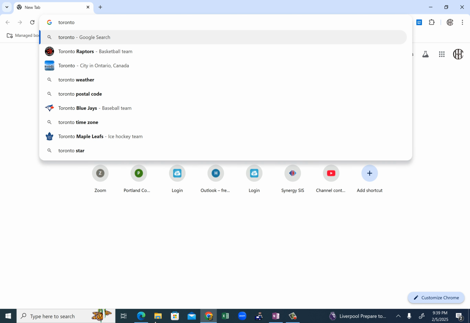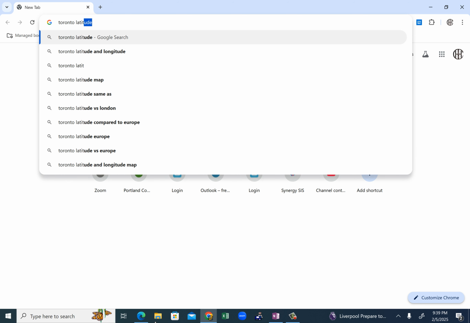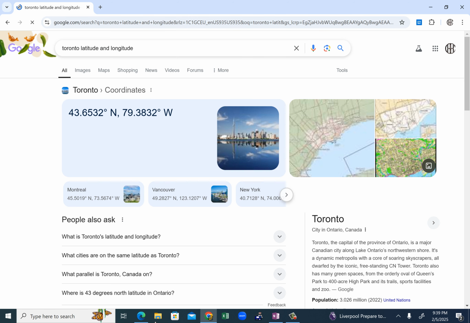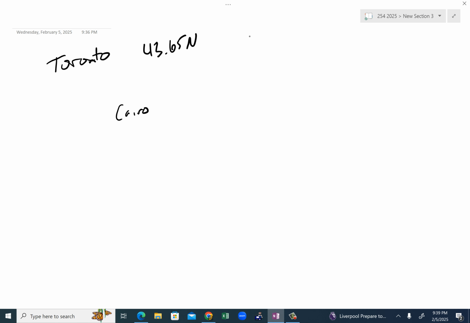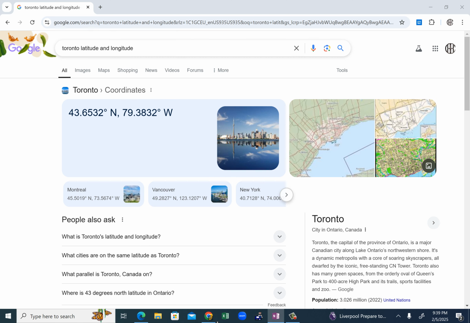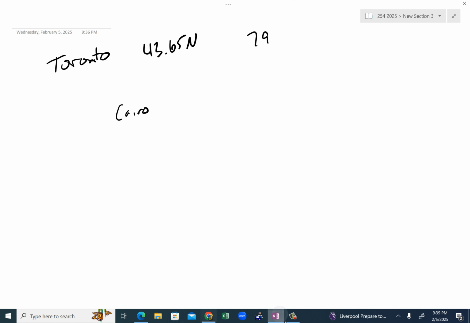Toronto latitude, longitude, 43.65 north. By the way, that's further south than we currently are in Wilsonville when we're meeting in class, and then 79 degrees. Did I say east? I meant west. 79.38 degrees, west longitude, if you will.